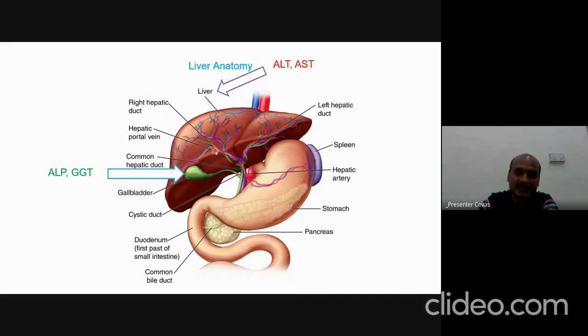We have the right hepatic duct and the left hepatic duct. The hepatic artery supplies oxygenated blood to the liver, and we have the gallbladder here. Whatever bile is produced inside the liver goes through this bile duct, this green bile duct, and accumulates in the gallbladder. The function of bile acid is to help in the digestion of fatty acids.